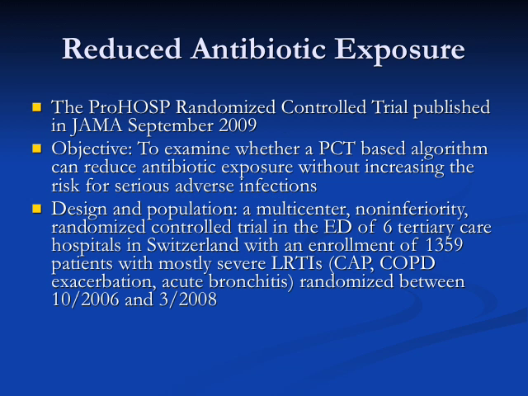The objective of that study was to examine whether a procalcitonin-based algorithm can reduce antibiotic exposure without increasing the risk for serious adverse infections. It was a multi-center, non-inferiority randomized controlled trial in the emergency room of 6 tertiary care hospitals in Switzerland with an enrollment of 1,359 patients with mostly severe lower respiratory tract infections, which they define as community-acquired pneumonia, COPD exacerbation, and acute bronchitis, randomized between October of 2006 and March of 2008.